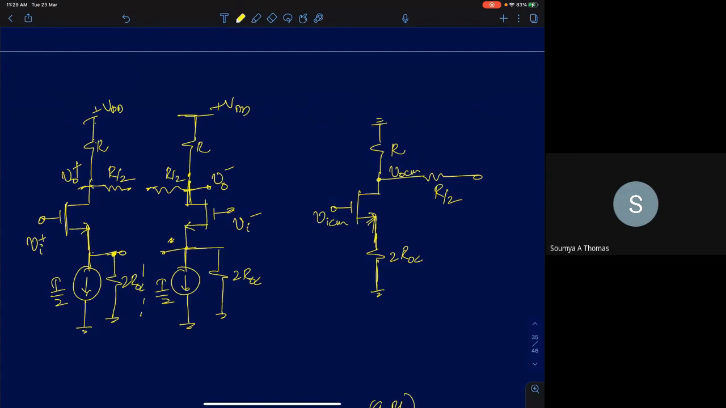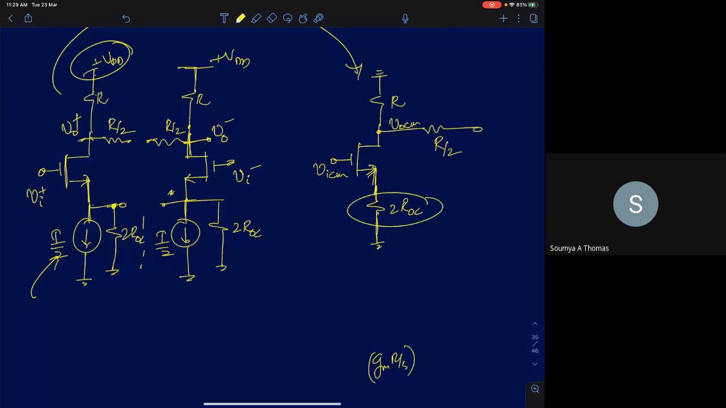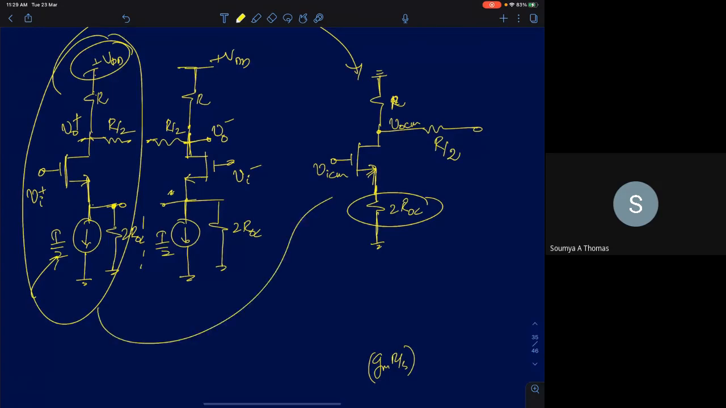Now we can do the small signal analysis. VDD is at AC ground, open circuit the current source. You'll get the circuit here. So this is 2 ROC. This is R here, and the resistance here is actually R by 2 itself. So you can just consider one half of the circuit and completely ignore the other half, right? So to draw the half circuit, we said you should do this.